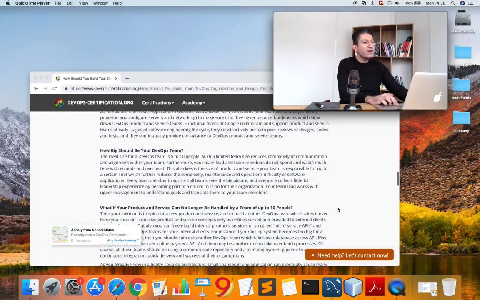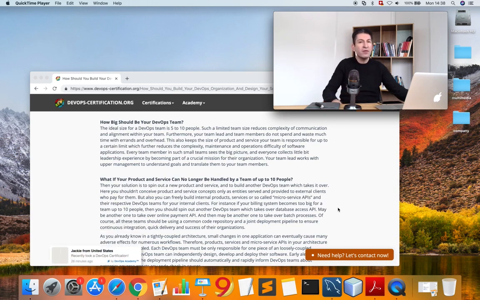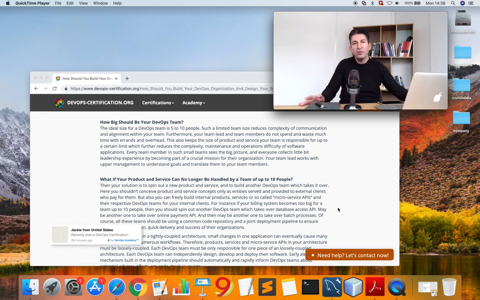And the next item is, how big should your DevOps team be? The ideal size for a DevOps team is 5 to 10 people. Again, this is not a hard and fast fact. You can have a DevOps team of 4 people or 3 people if you want to, or you can have a DevOps team of up to 15 or 20 people.